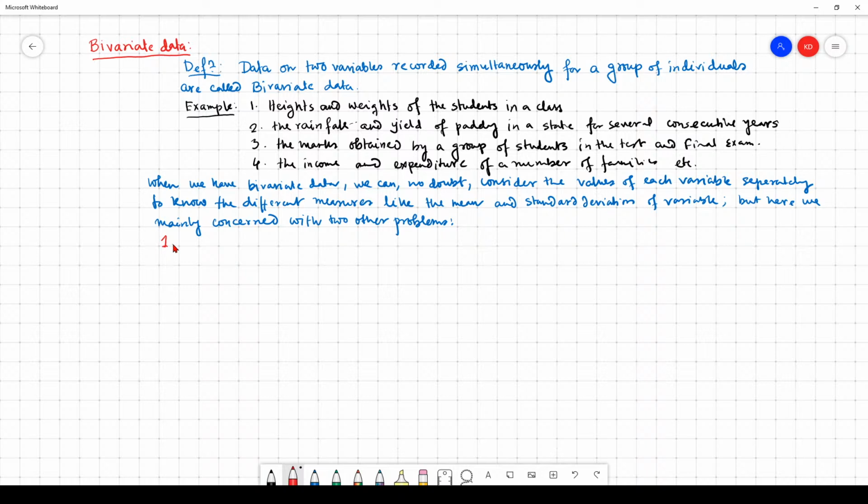One, firstly, we want to study the nature and extent of association between the variables.